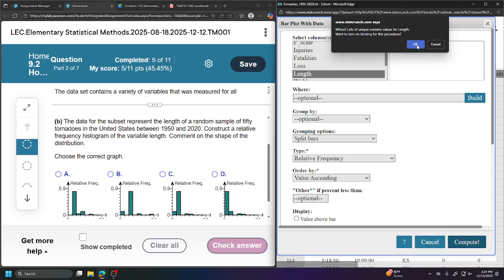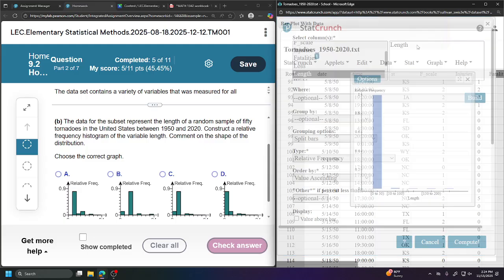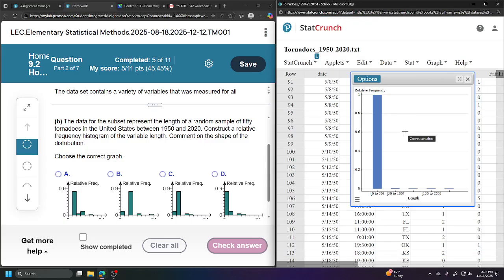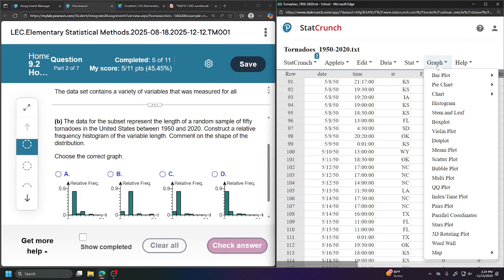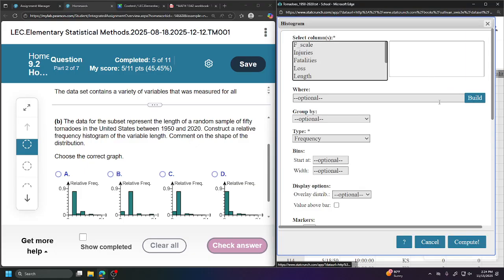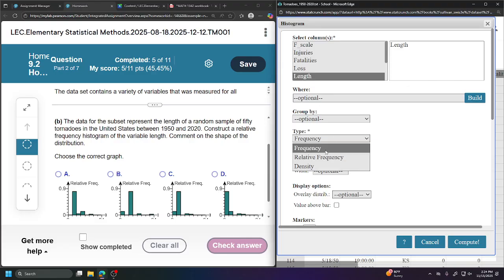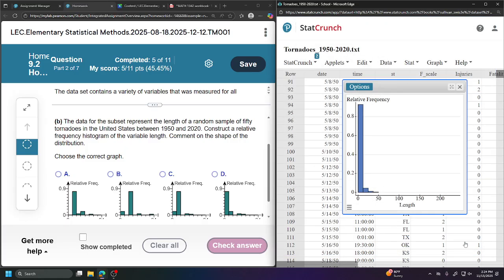Let's just see if I get something at all. Lots of unique numbers in length. Turn on binning procedure. I don't like that. Do you like that? That doesn't look good. Let's try something else. Let's do histogram. And again, length, relative frequency, compute. Okay, that looks a little bit better.